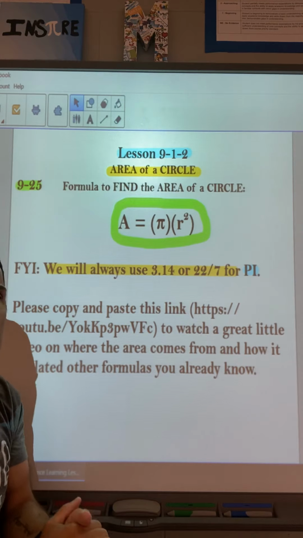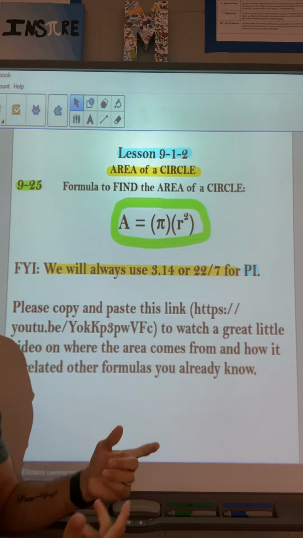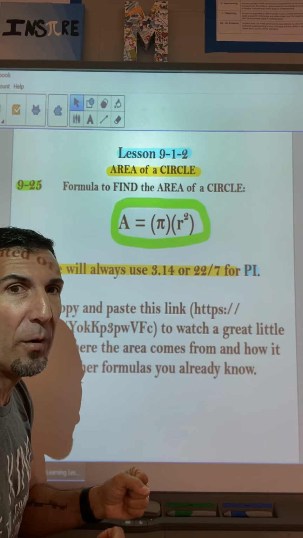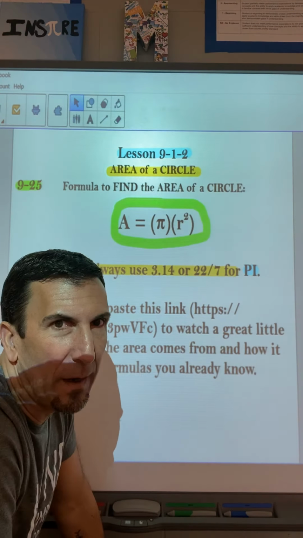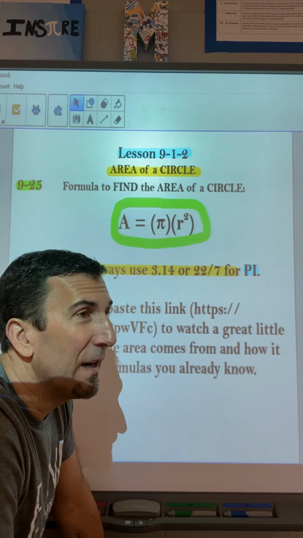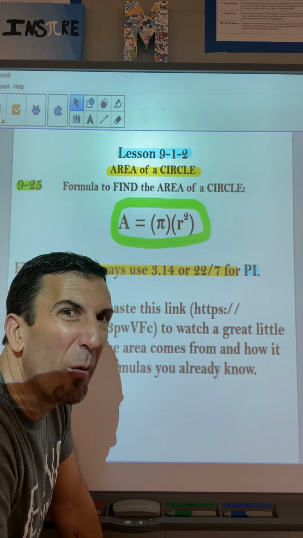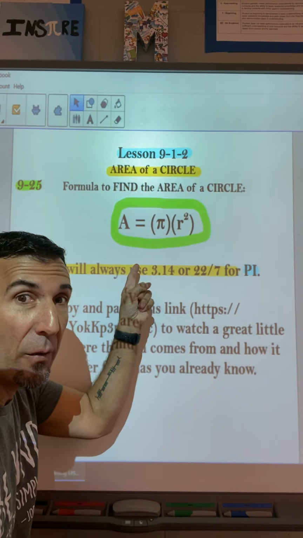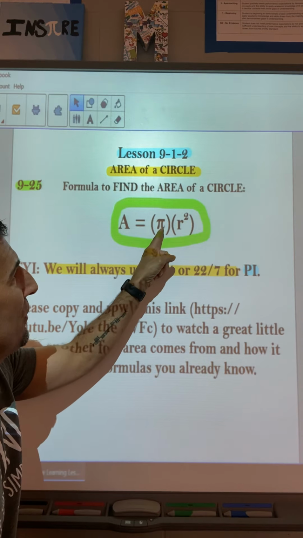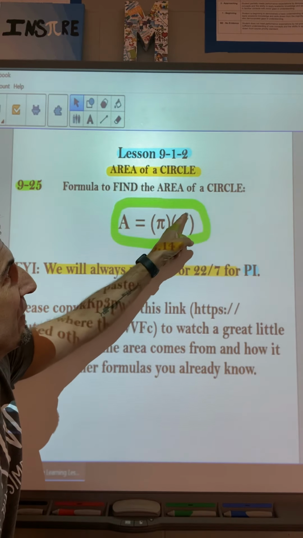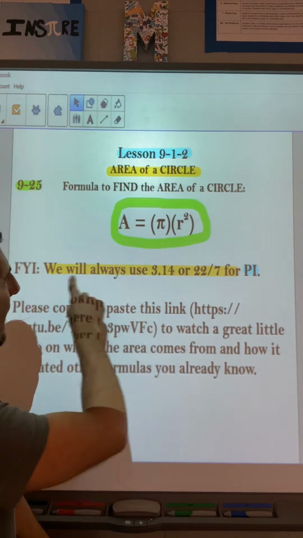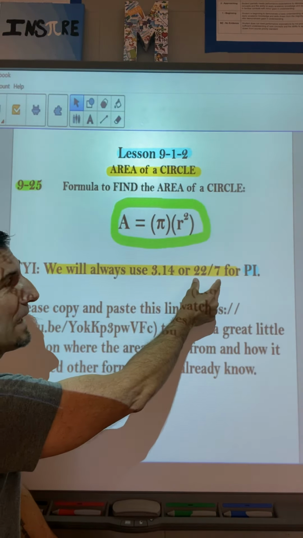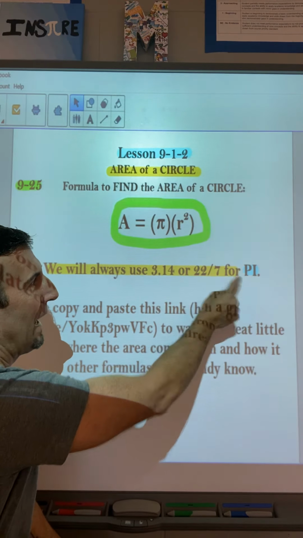Okay, here's where it gets a little bit fun. We're now going to take that step and show you where the formula comes from, because I could have just given you the formula right off the bat, and you would have put it there, but you would have had no idea where it comes from and why. So this is our formula to find the area of a circle, and yes, you do need to know this. So we have area equals pi times the radius squared. Okay, and we're going to always use 3.14, or if it's in fraction form, 22/7 for pi.